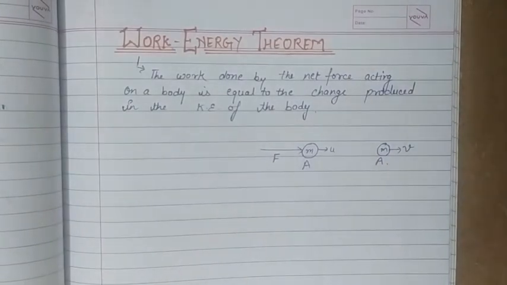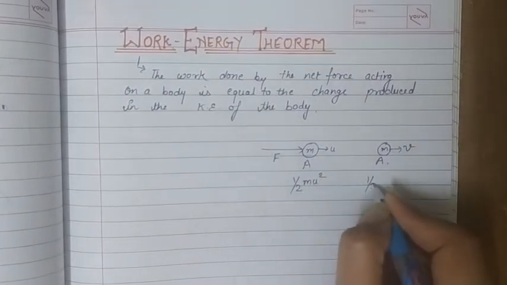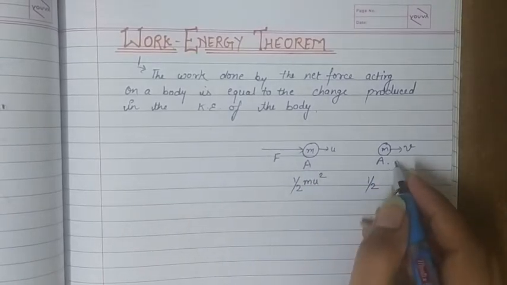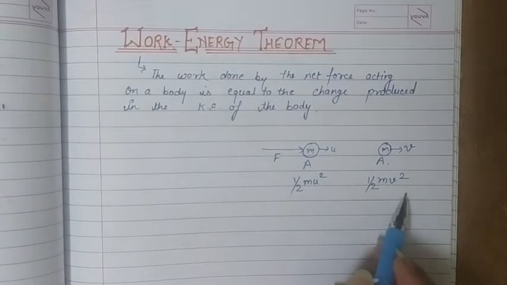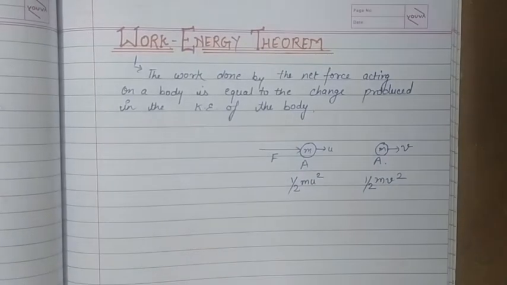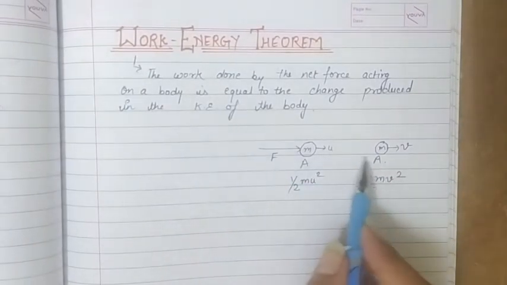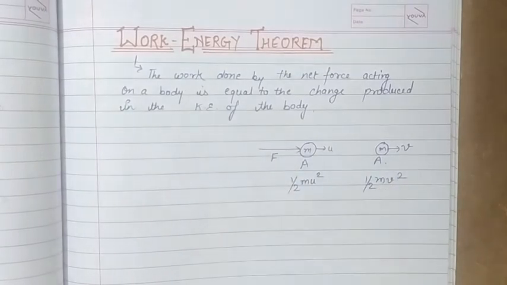Now after some time, let the position of the object be this, and now it is moving with some different velocity, that is v. Since the velocity of the object has changed, its kinetic energy also changes, because kinetic energy depends on velocity and its value is half m v square. So in case 1 it is half m u square, and in case 2 it is half m v square. Means after the velocity changes from u to v, it becomes half m v square. Because of this force acting on object A, there is some change in its kinetic energy. This change produced in the kinetic energy of the object is equal to the work done by this force. That is the work energy theorem.